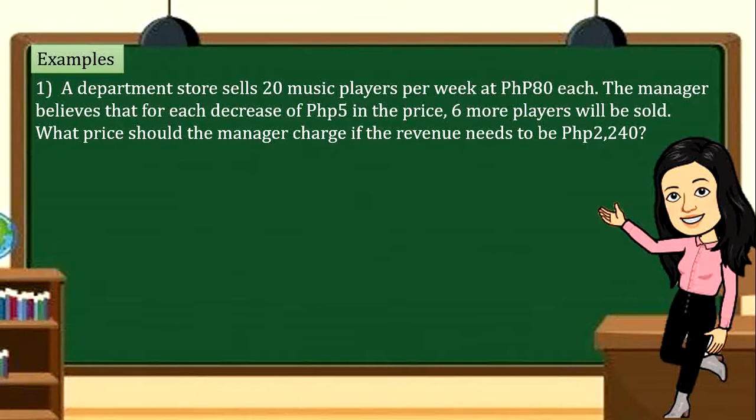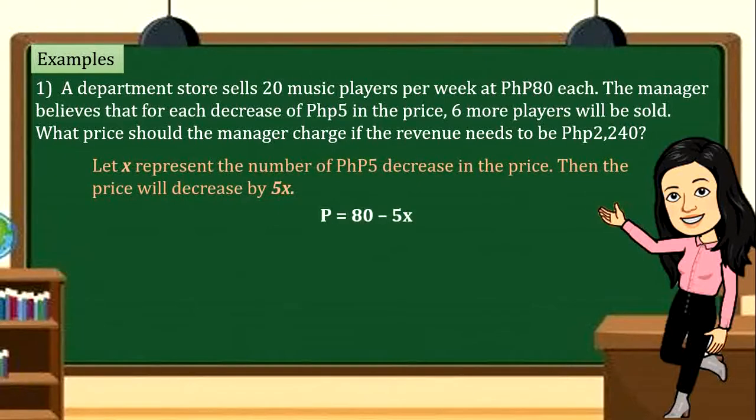So, ang sabi dyan, so sa isang linggo daw, 20 na music players ang nabibenta nila sa halagang 80 pesos ang bawat isa. Ngayon, sabi daw ni manager na kapag binabawasan niya ng 5 pesos yung presyo nito, nakakabenta pa siya ng 6 more players. So, ano daw yung dapat na maging charge kung ang kita ay kailangang 2,240? So, ang revenue daw or yung kita, kailangan maging 2,240.